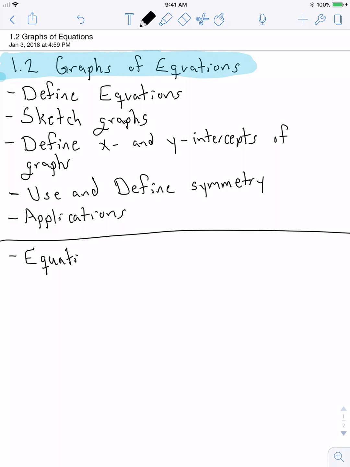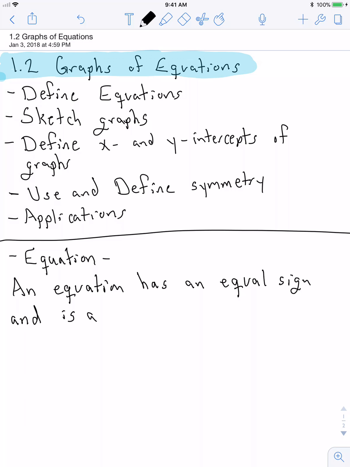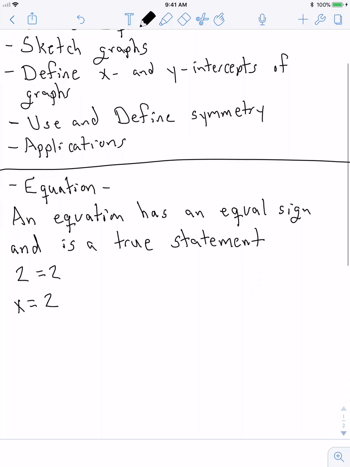So what is an equation? For us, an equation has an equal sign and is a true statement. And these can be simple. These can be something like 2 is equal to 2. Or, as we've seen before, x is equal to 2, if we want to get a little bit fancy and throw in some variables.